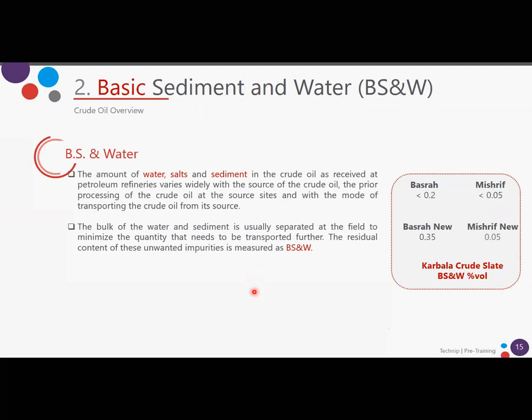The bulk of the water and sediment is usually separated at the field, okay? Because they don't want to transport water to the refinery, to minimize the quantity that needs to be transported further. The residual content of this unwanted impurity is measured as BSW, that's basic sediment and water.